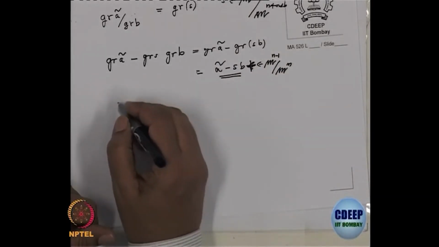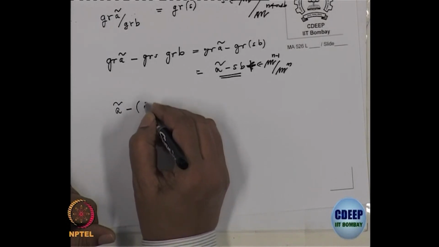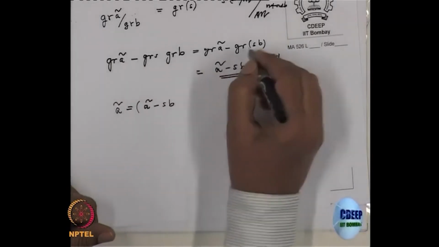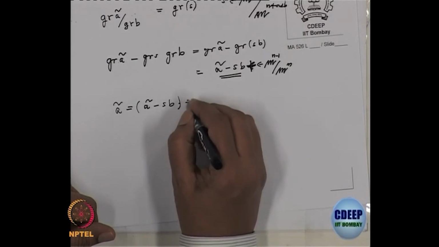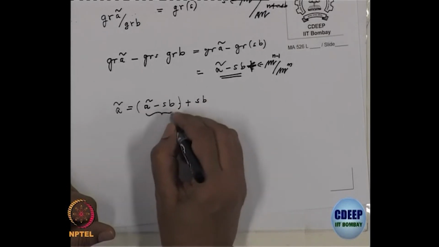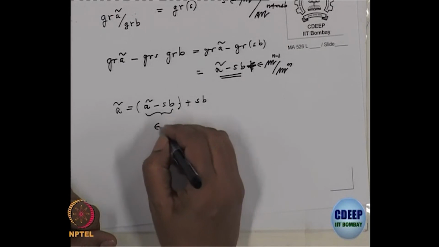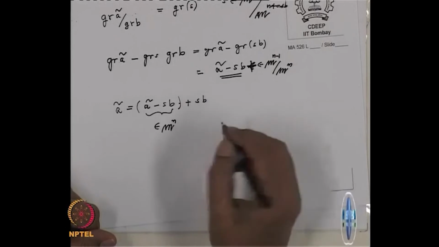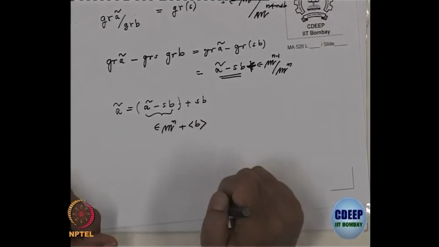So that will mean that A tilde equals A tilde minus S B plus S B. This belongs to m power n, because of the difference, and this one belongs to B. So we are done, right.